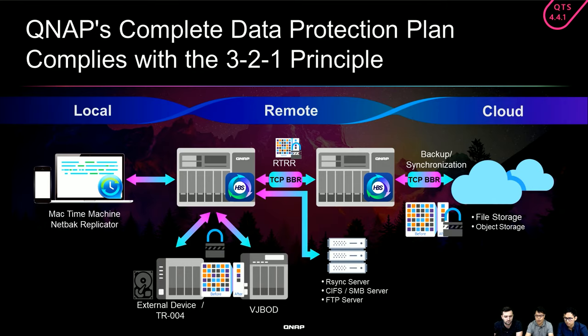This is the full scope of our QNAP protection plan. You can back up your Mac and Windows PC with Time Machine and NetBak Replicator. After that, all the data on your NAS can be protected using HBS 3. You can back up your data to an external device like the TR-004, or to a remote NAS. If you are not satisfied, you can also back up your data from local to the cloud. So it can help you comply with the 3-2-1 principle. All of the backup data can be deduplicated before it's sent out. We also provide client-side encryption to make sure data is very safe while it's stored outside of your NAS.